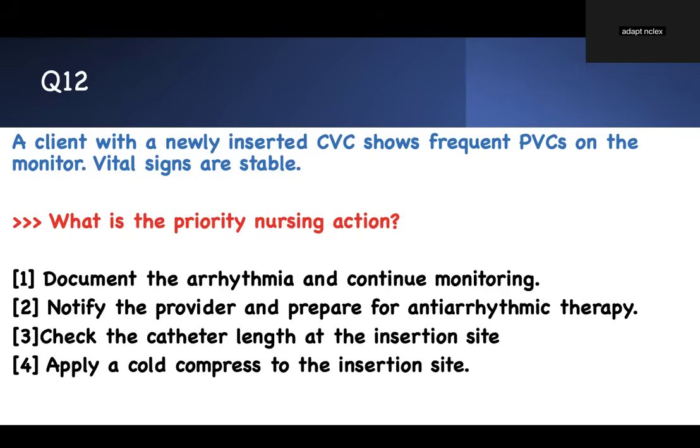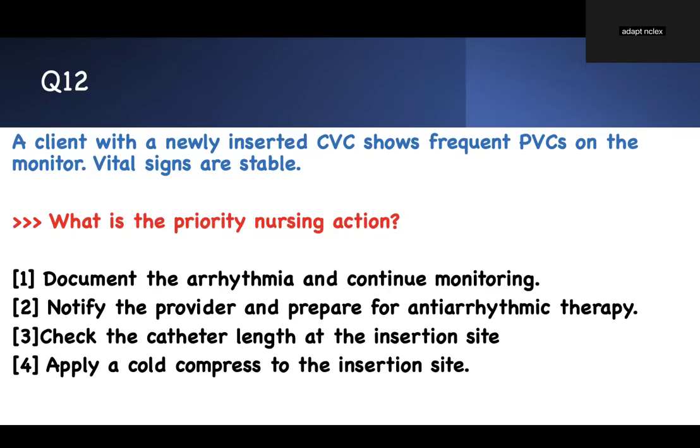I never use the words pull it back in the answer choice, but I want you to try to learn certain variations of answers. This is not an arrhythmia that you need to monitor. There's something irritating the heart. One is wrong. Notify the provider and prepare? Of course, I'll let him know, but that's not my priority. The catheter will continue to irritate it.